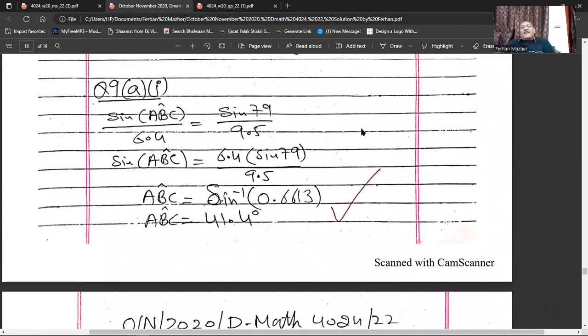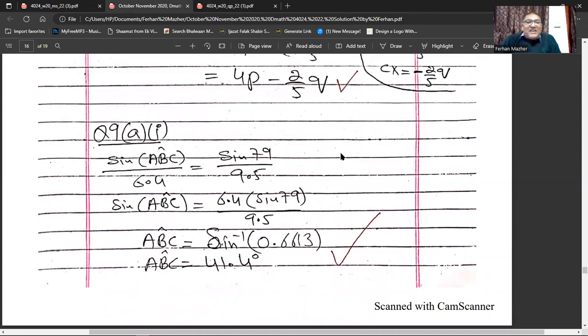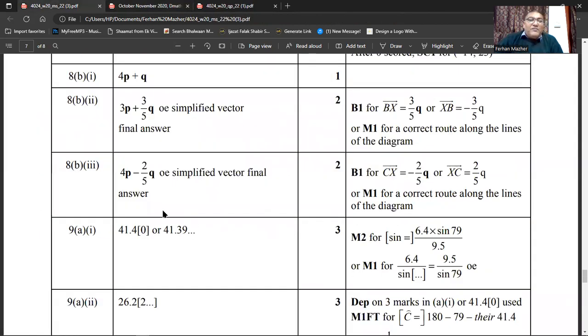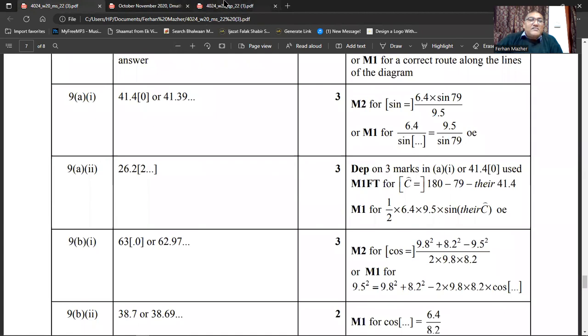So question number 9A, first part: sine ABC divided by 6.4 is equal to sine 79 divided by 9.5. So sine ABC will be equal to 6.4 multiplied by sine 79 divided by 9.5, and you will get 0.6613. Then shift sine of the answer, and you will get 41.4. So the ABC angle is 41.4. 41.4 is the right answer, sir.